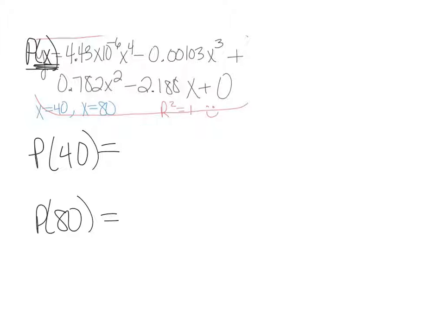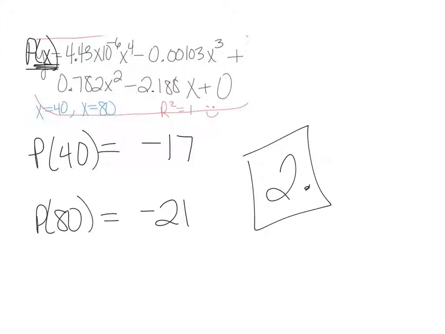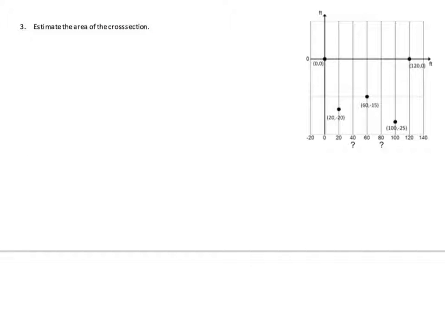Okay, evaluated at 40 is negative 17, and evaluated at 80 was negative 21. Cool? I think that was the answer to part 2. Sorry, I forgot to get part 2 back on the screen. But let's move on to part 3. Estimate the area of the cross-section. So we know those missing points now. This was at 40, we got negative 17. And at 80, we came up with negative 21, which will be somewhere in the middle.